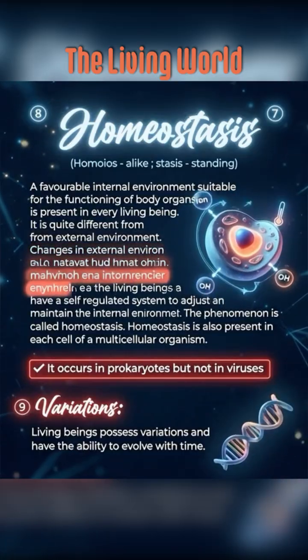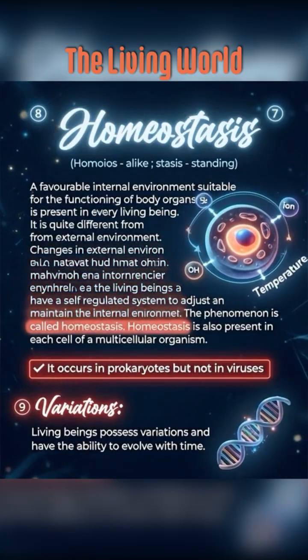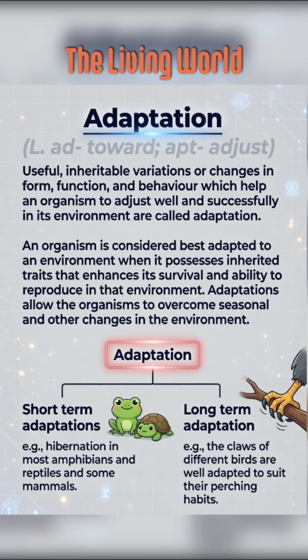Next property is variations. Living beings possess variations and have the ability to evolve. Next is adaptation, which is the useful inheritable variation or change in the form, function and behavior which helps an organism to adjust well and successfully in its environment. An organism is considered best adapted to an environment when it possesses inherited traits that enhance its survival and ability to reproduce in that environment. Adaptation allows the organism to overcome seasonal and other changes in the environment.